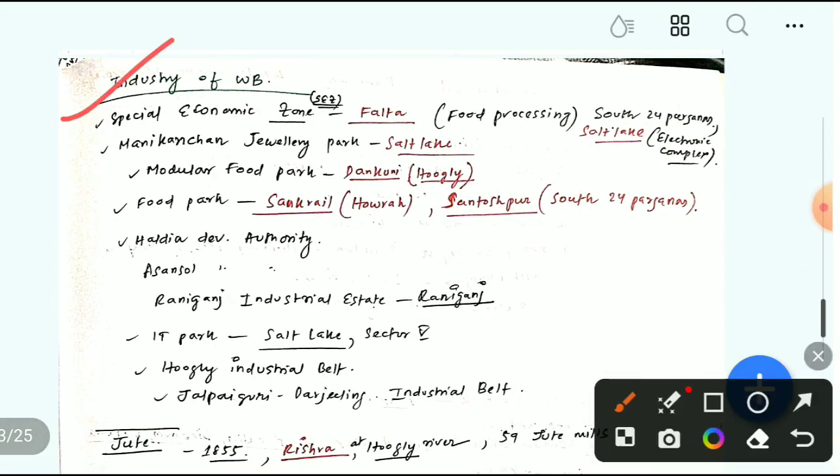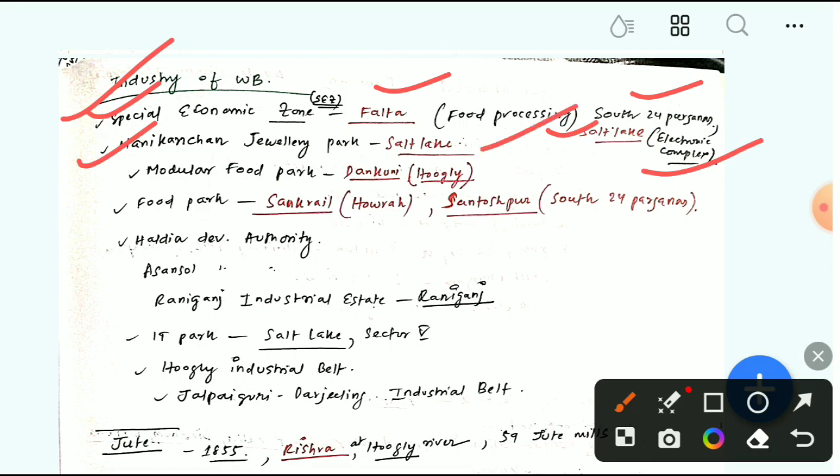Next is industry of West Bengal. South Special Economic Zone, it is in Falta, that is food processing. South West Bengal, Salt Lake Electronic Complex. Manikanchan Jewelry Park, it is in Salt Lake. Modular Food Park, Dankuni, Hooghly. Food Park, it is in Sankrail, Howrah.